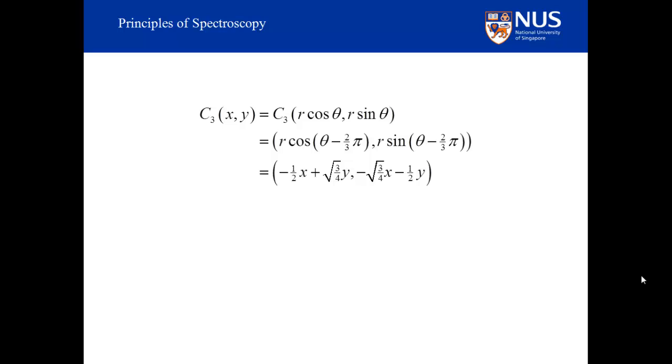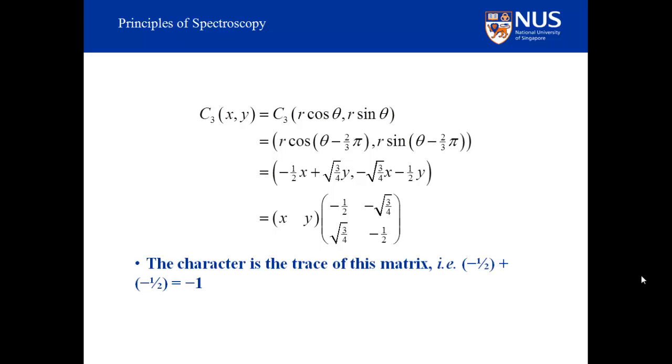If we consider the clockwise C3 rotation axis, we can determine the effect on the basis set X and Y. This is most easily done by considering X and Y in cylindrical coordinates. The effect on the vector X and Y is for it to multiply on the transformation matrix given. The character is the trace of this matrix, that is, minus a half plus minus a half is equal to minus 1.